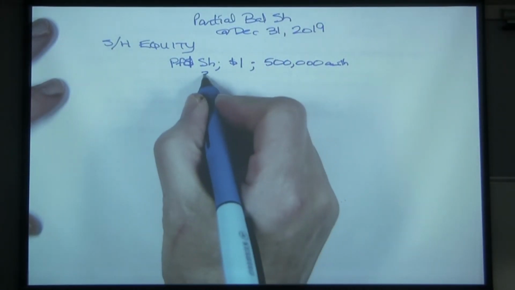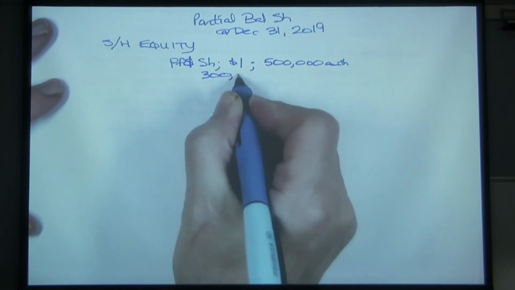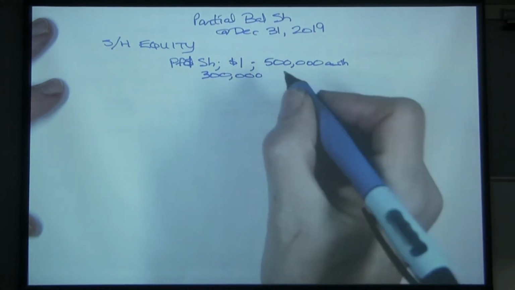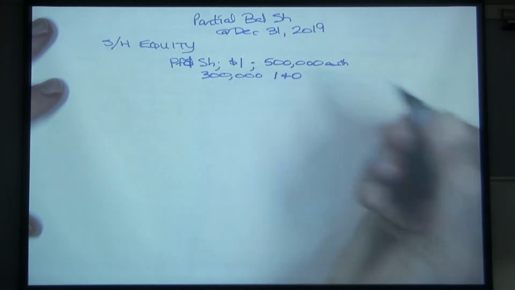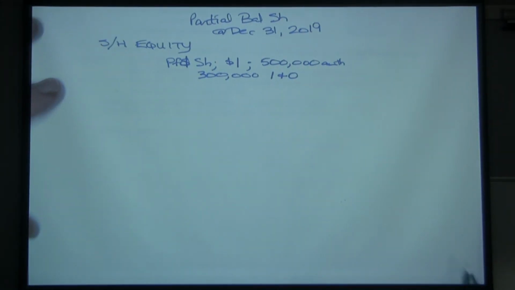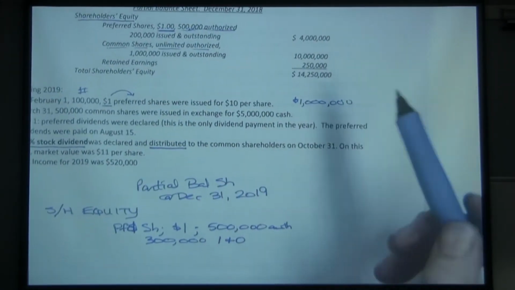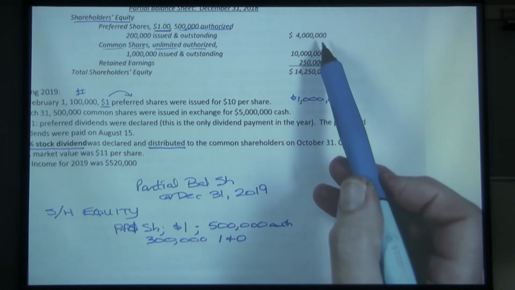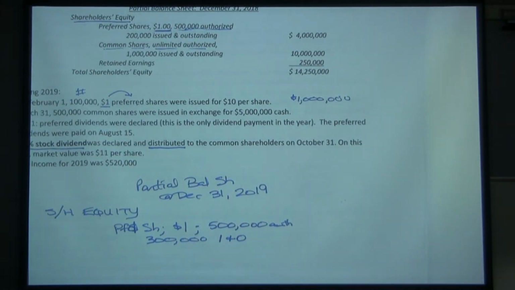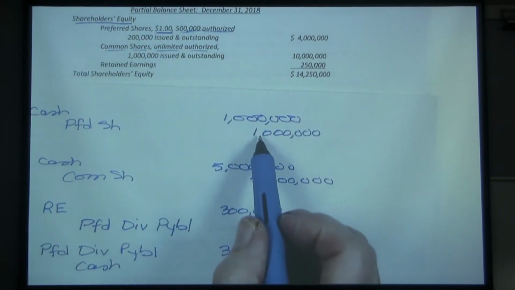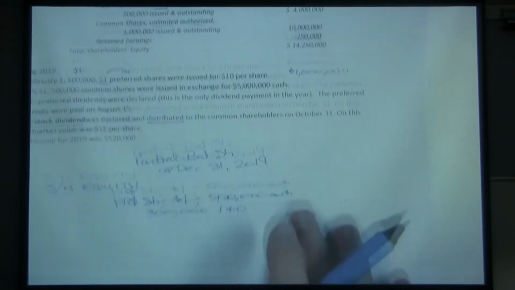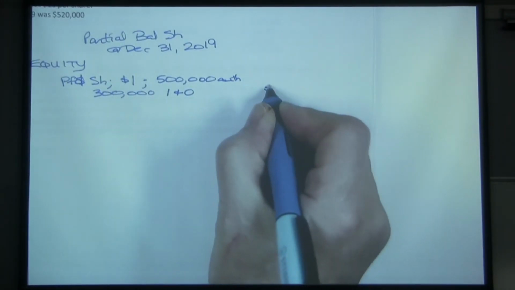We have 300,000 shares. And you can write issued and outstanding as that abbreviation. So what is the dollar amount? We started with 4 million, and when we issued our new preferred shares, we added $1 million. So now we have $5 million on the balance sheet for preferred shares.